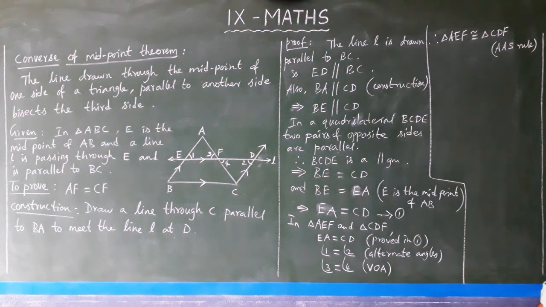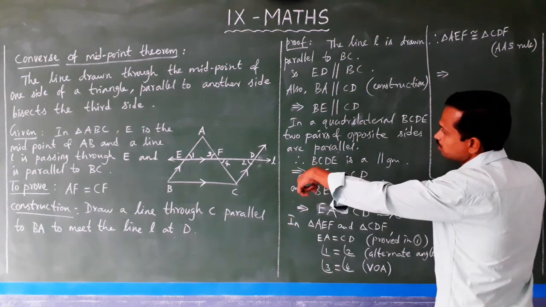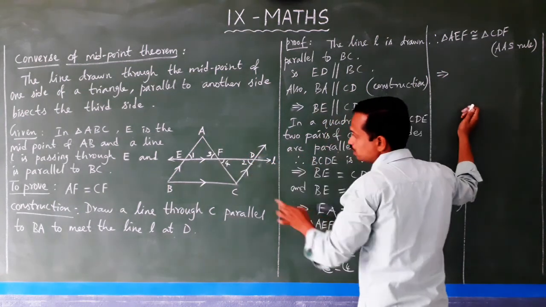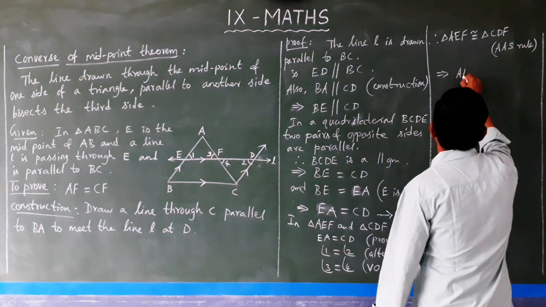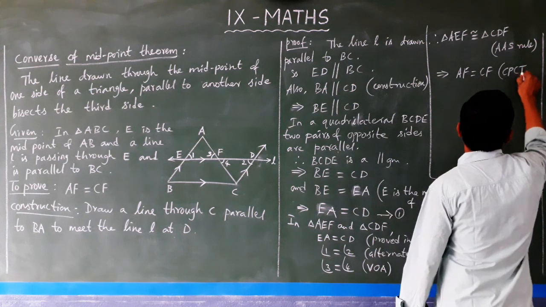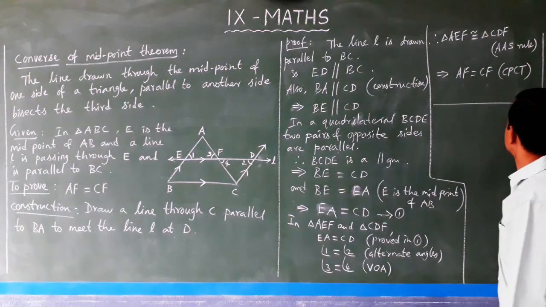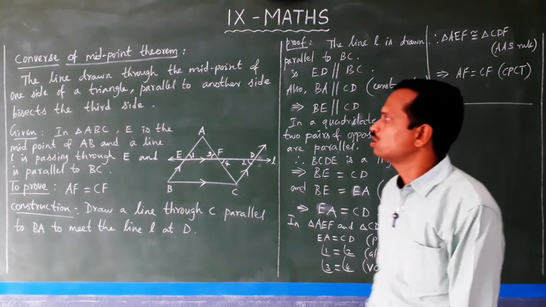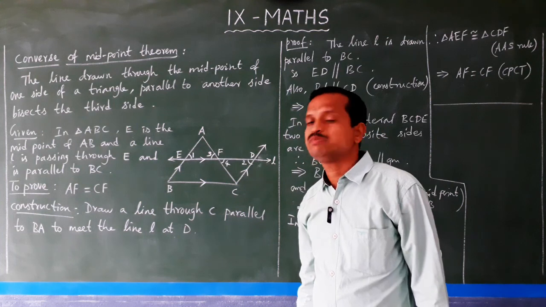After saying that, easily we can say this implies AF from triangle AEF and CF from triangle CDF are equal, CPCT the reason. Corresponding parts of congruent triangles, so we can say AF equal to CF. That's all the proof. So this is the converse of the midpoint theorem. And now let us move to exercise 8.2.